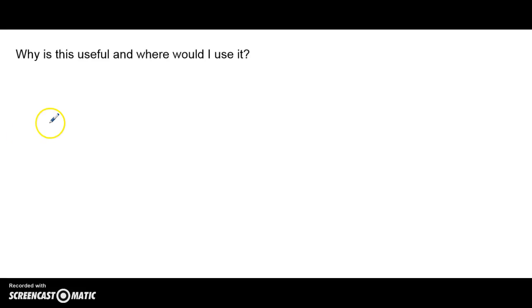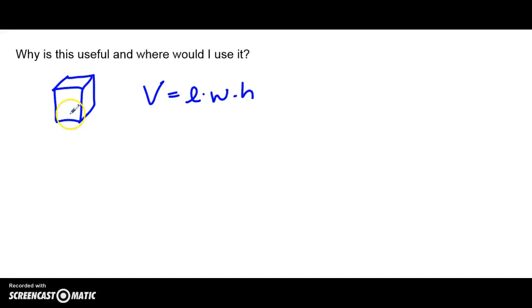Two great questions because there are various different situations where I would need to use this. Let's try this. How do you find the volume of a cube? If this is my little cube, how would I find the volume of this cube? The volume, remember, is all the space on the inside. I believe the equation is volume is equal to length times width times height.